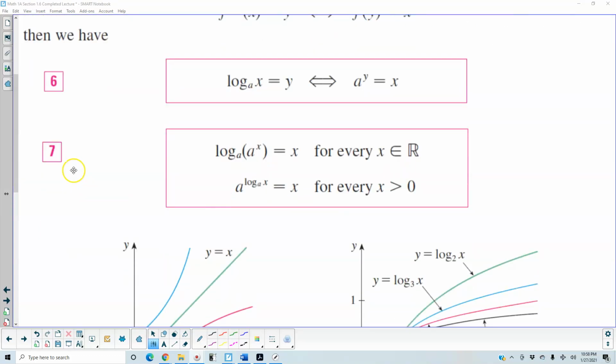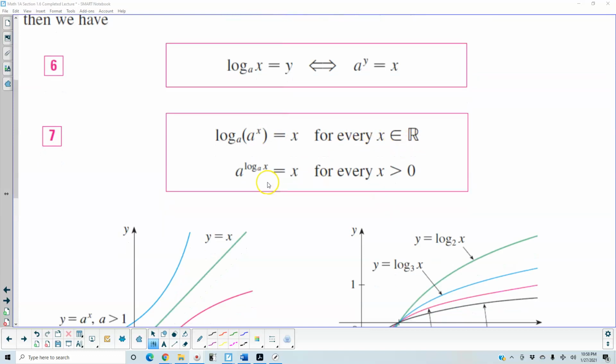So for formula number 7, these are the two formulas that you want to use in this class. If we have log base a of a to the x, which equals x, the question is saying, what is the exponent on base a to get a to the x? Well, the answer is x, for every x that is a real number. And here we have a to the exponent of log base a of x, which equals x, for every x greater than 0.